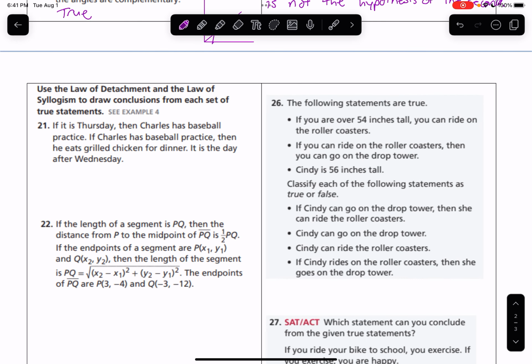All right, let's go on to the back here. Use the laws of detachment and syllogism to draw conclusions from each set of statements. So here, we're going to use both those laws together. If it is Thursday, then Charles has baseball practice. If Charles has baseball practice, then he eats grilled chicken for dinner. It is the day after Wednesday, so we can use the law of detachment to state, well, it's Thursday. And then we can use the law of syllogism to say, well, then he has baseball practice, which means he eats grilled chicken for dinner. So our conclusion is that Charles eats grilled chicken for dinner.